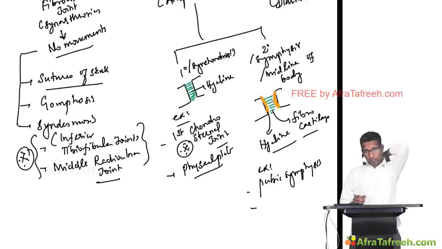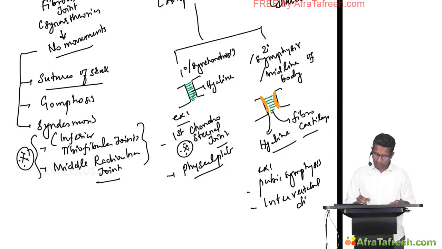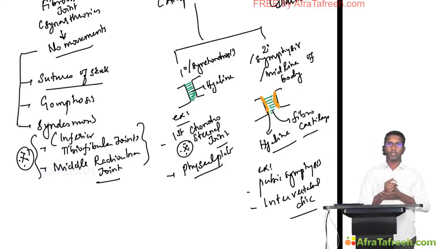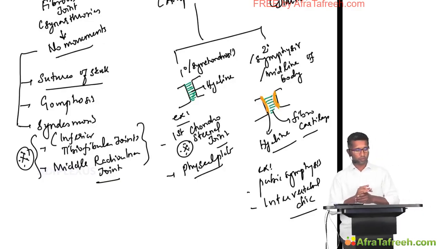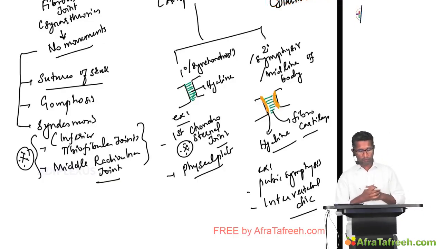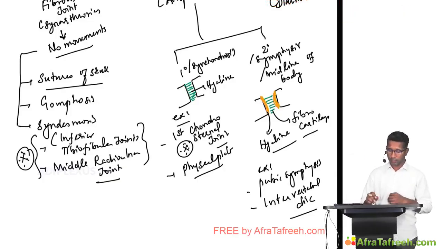The joints present between the vertebrae, that is the intervertebral joints, that is the intervertebral disc. The intervertebral disc forms the symphysis kind of, or the secondary cartilaginous type of joint. So these are certain examples for the cartilaginous joint.